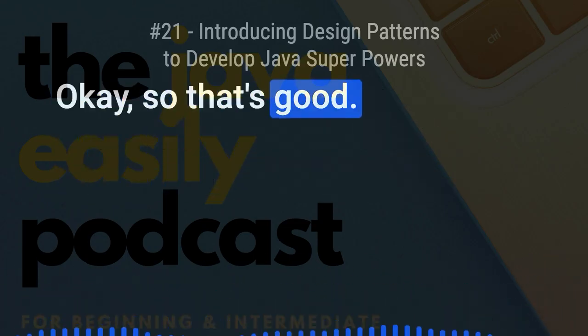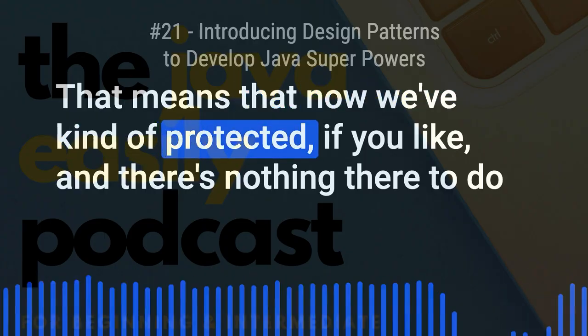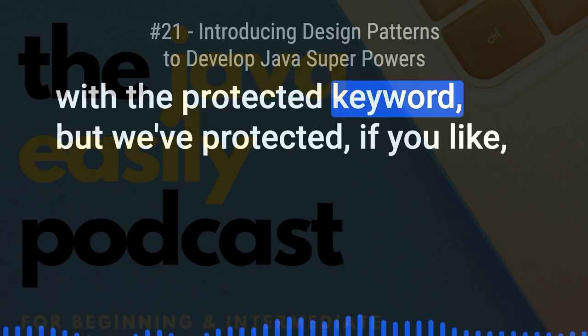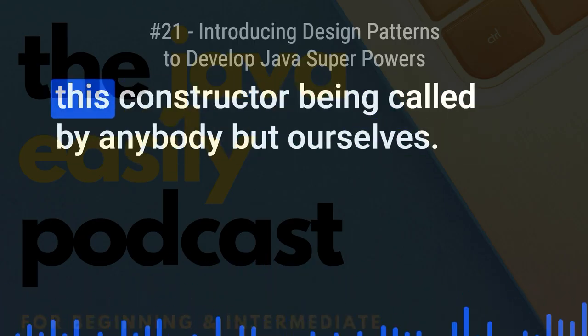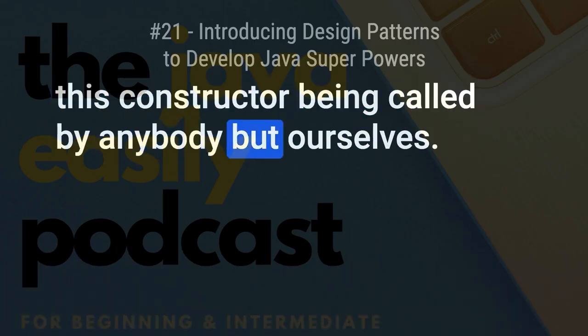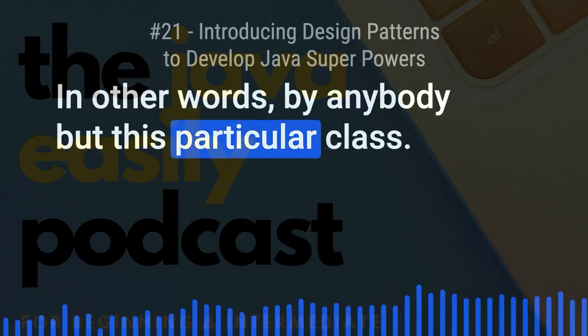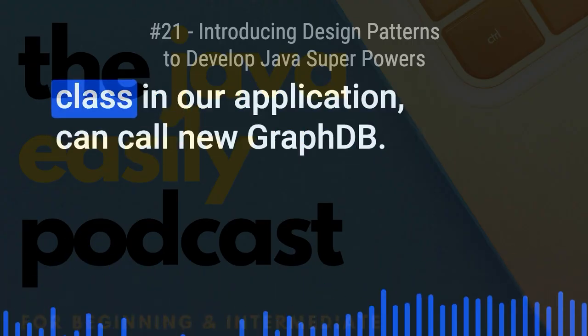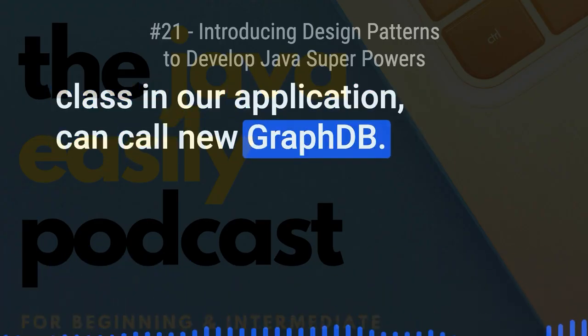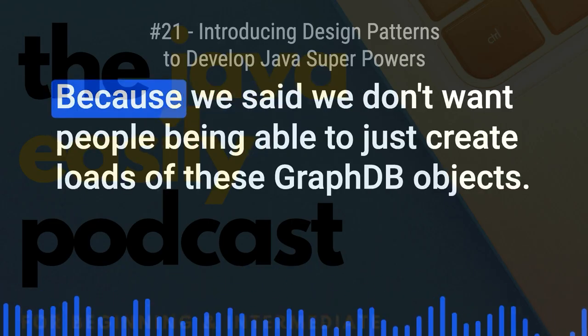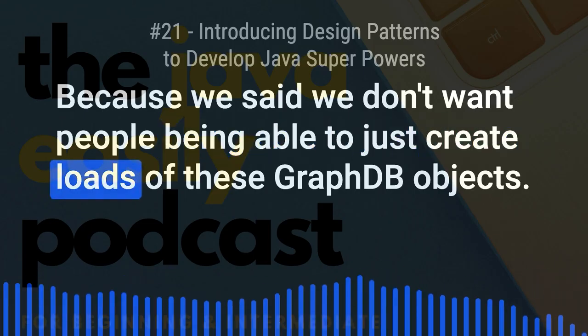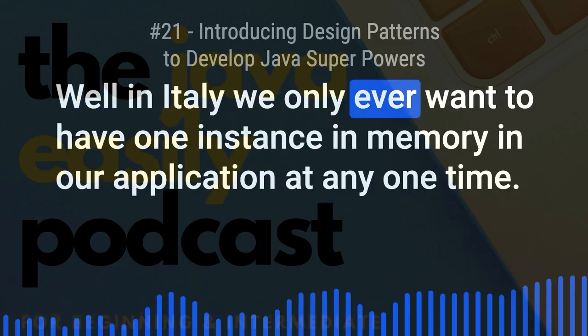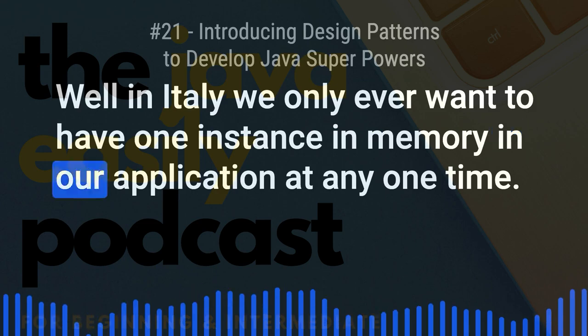Okay? So that's good. That means that now we've protected, if you like, and there's nothing to do with the protected keyword, but we've protected this constructor from being called by anybody but ourselves. In other words, by anybody but this particular class. Fantastic. That means that no class in our application can call new GraphDB, which is just what we want, because we don't want people being able to create loads of these GraphDB objects willy-nilly. We only ever want to have one instance in memory in our application at any one time.